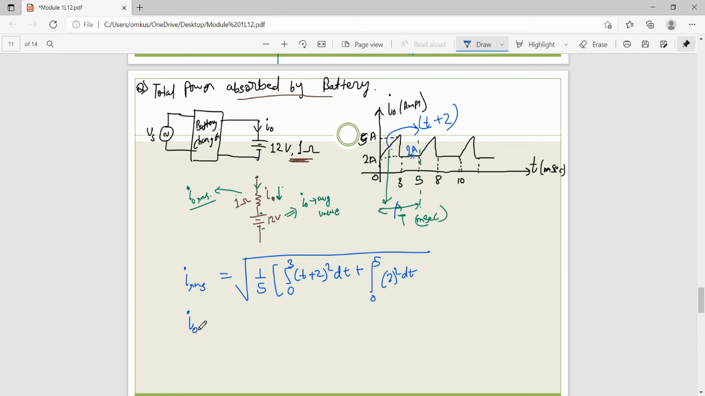And VRMS, V average, what is the value of V average? When you put the value, 3 to 5, 2 dt. So this is a 5, right? Solve it and tell me what answer you get.